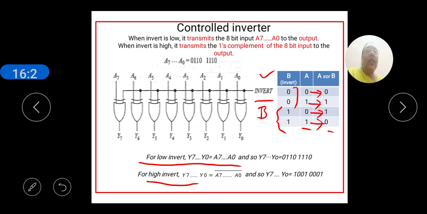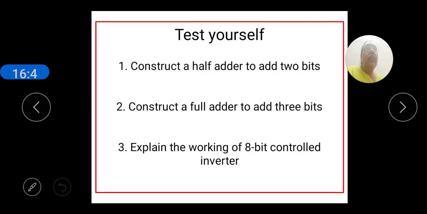Thus, the controlled inverter acts as a circuit which sends the input as such to the output when the invert is low, and which sends the complement of the input to the output when invert is high. This converter is used in the subtraction circuit. So you test yourself by constructing a half adder, a full adder and an 8-bit controlled inverter.